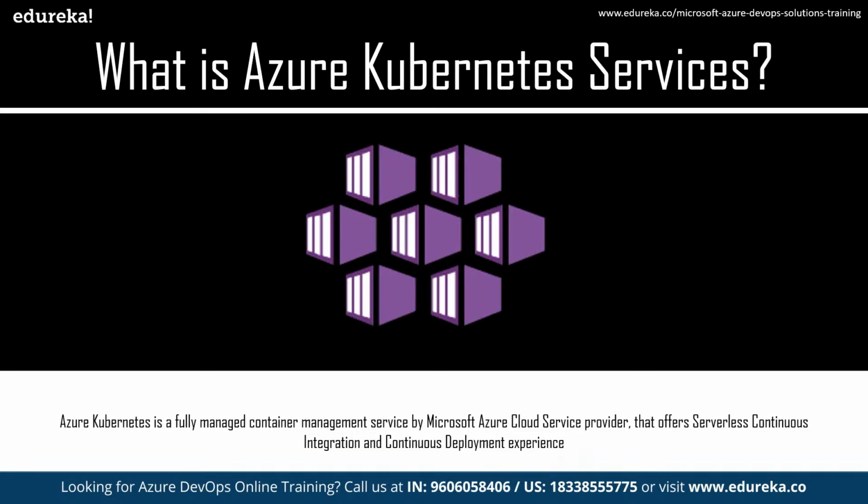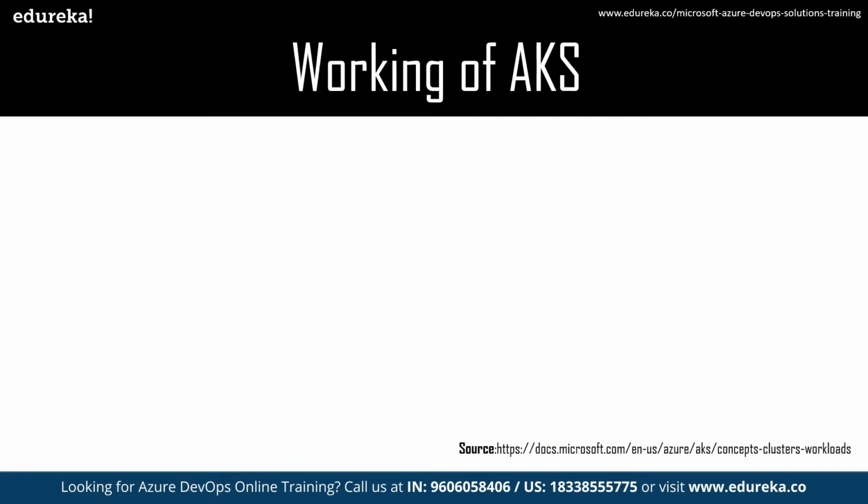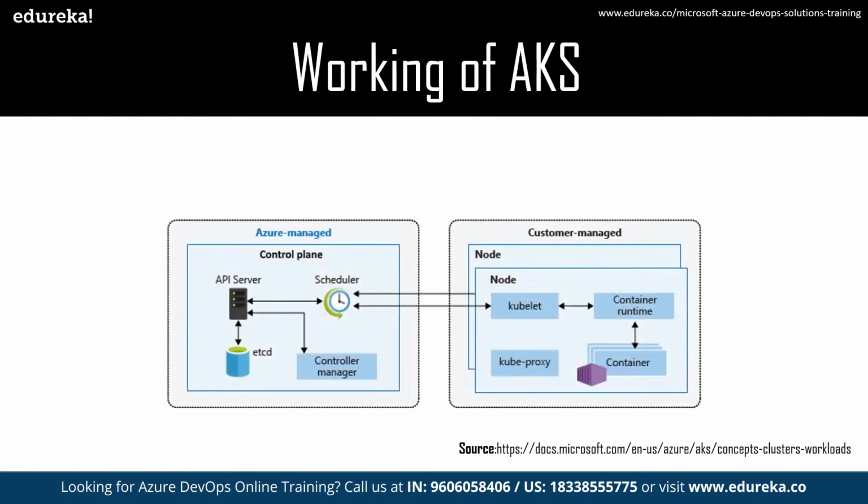Let us now move further in this Azure Kubernetes Service tutorial video, and try to understand some of the other important pointers, like how the architecture of Azure Kubernetes Service works. To understand the working of AKS, you can see this diagram on the screen. It's a fairly simple diagram and it tells you what Azure Kubernetes Service does. We've already seen how the Azure Kubernetes architecture works, and we know what components it has. This is a more detailed view.